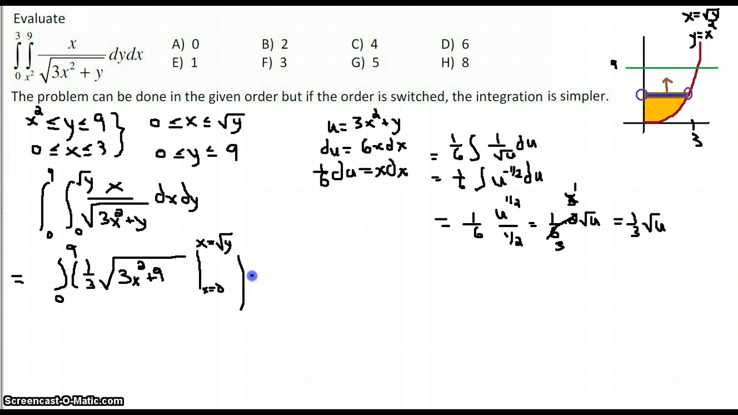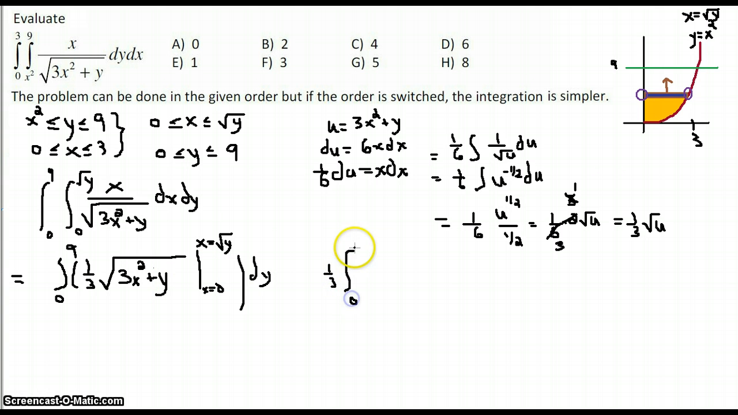And then we have the y integral to worry about at the end. Okay, so x equals root y. We're going to plug it in. Replace x by root y. Oh, that's not a 9, I'm sorry. Oh my gosh, I keep making mistakes. It's 3x squared plus y. So we plug in x equals root y. We leave the 1/3 all the way out.